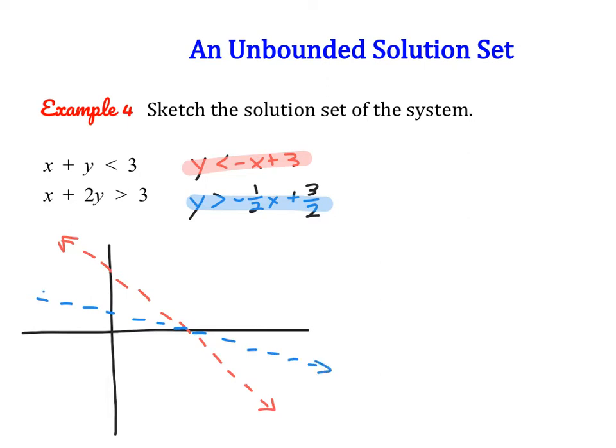So they do cross at some point. And this says to shade everything below the red and everything above the blue. So the overlap in shading will occur in this region. So you can see that it's going to keep going to the left infinitely, and so that region is unbounded. But that is our solution set, and we can still find our point of intersection. So we can still find this vertex of our unbounded solution set.